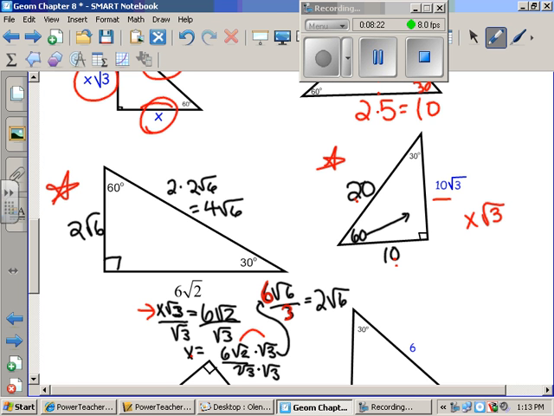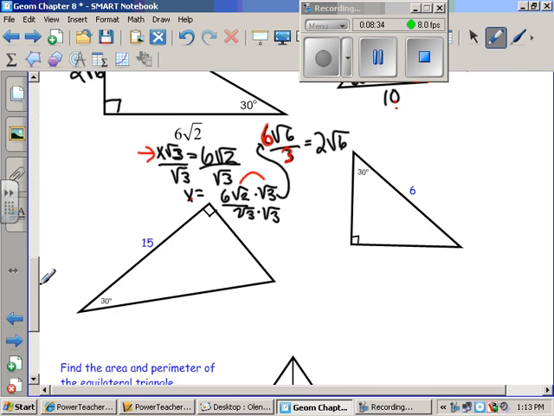Then, remember, the side across from the hypotenuse is 2 times x, so it's 2 times 2 square root of 6. 2 times 2 is 4, so it's 4 square root of 6. All right? Take another minute and do these two.